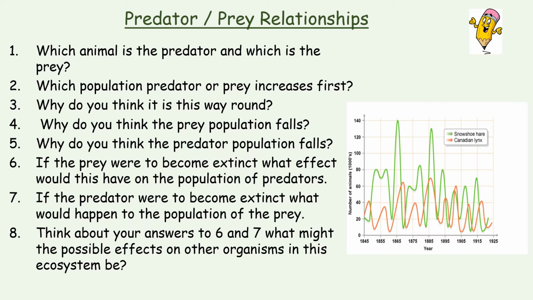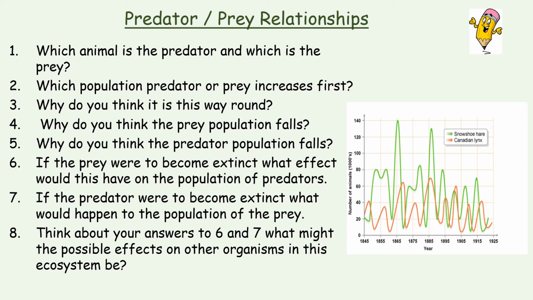If the prey were to become extinct, what effects would this have on the population of predators? If the predators were to become extinct, what would happen to the population of prey? Think about your answers to 6 and 7. What might be the possible effects on other organisms in the ecosystem? So pause the video and use the graph to try to answer all of these questions before I go over the answers.